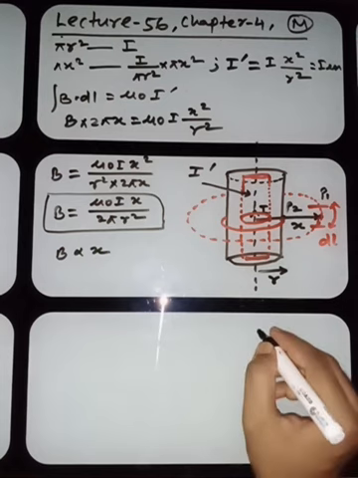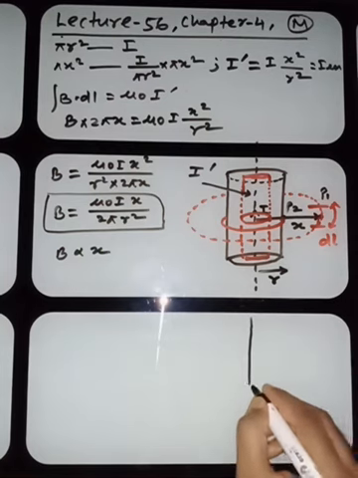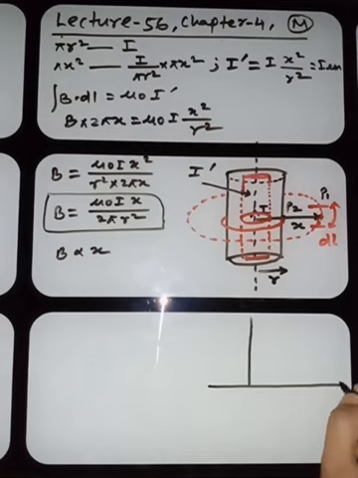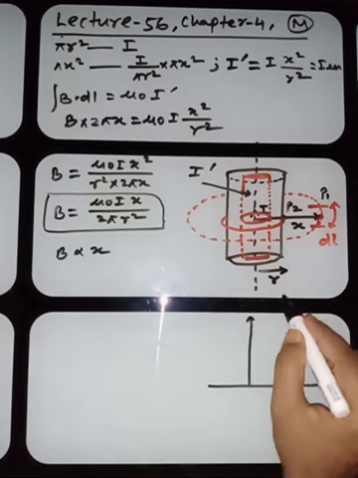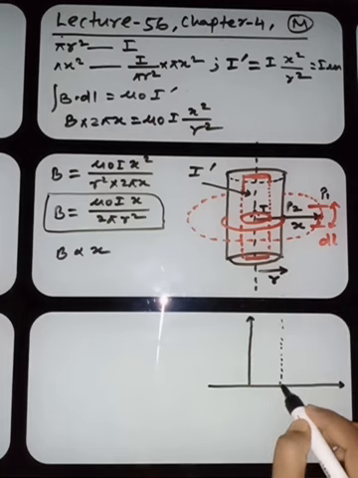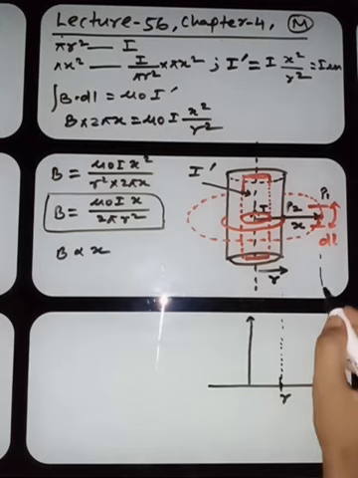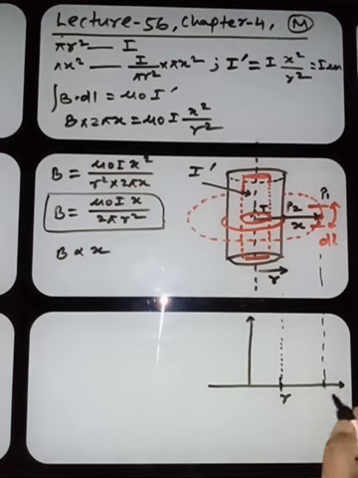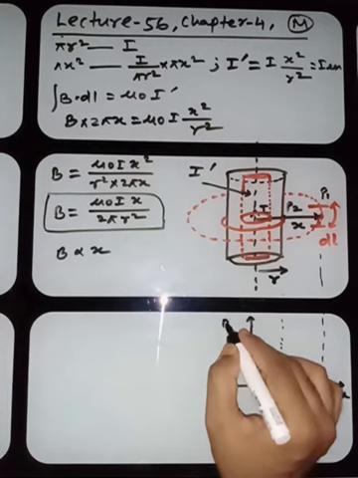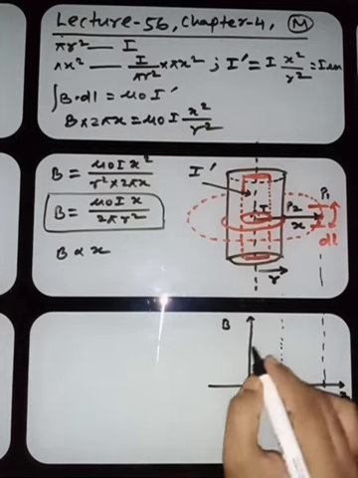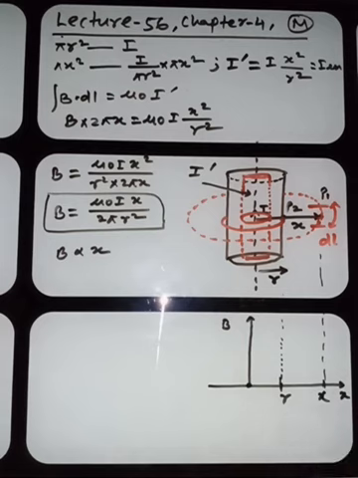Here is the parameter I'm using. You can see, my dear student, this is the R, and this is the X. On this axis, X will be considered in meter, and this will give you the magnetic field in upward direction in Tesla. Now, what will the magnetic field be over here? As X will be 0, the magnetic field will be exactly 0.